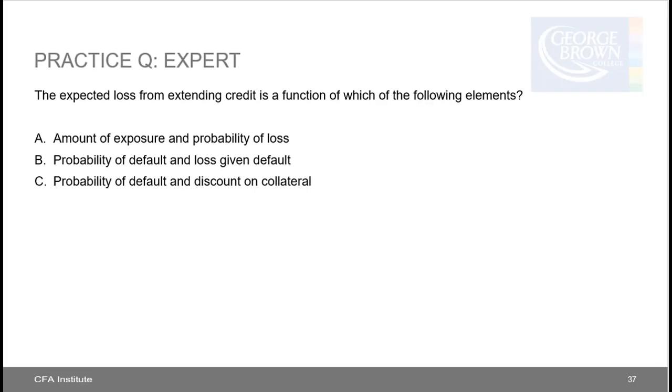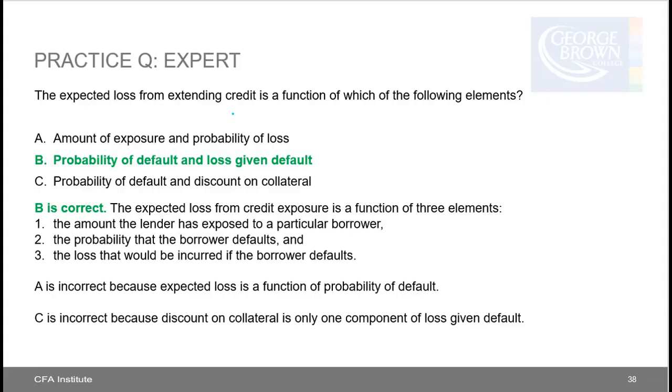A quick practice question at the expert level from the learning ecosystem to check our understanding. The question is, the expected loss from extending credit is a function of which of the following elements? A, amount of exposure and probability of loss; B, probability of default and loss given default; or C, probability of default and discount on collateral. So yeah, that's an important list to remember and memorize.